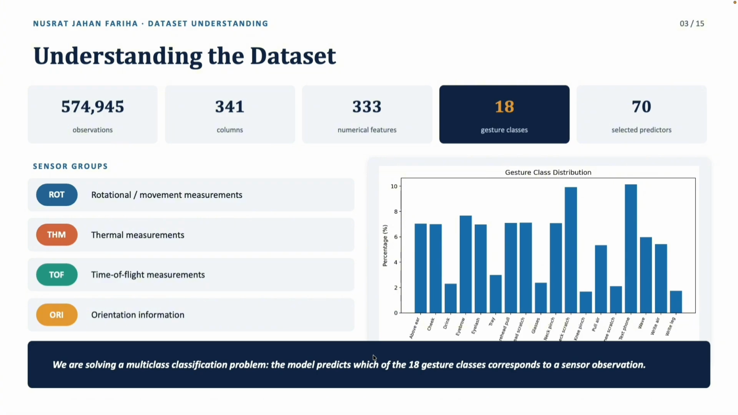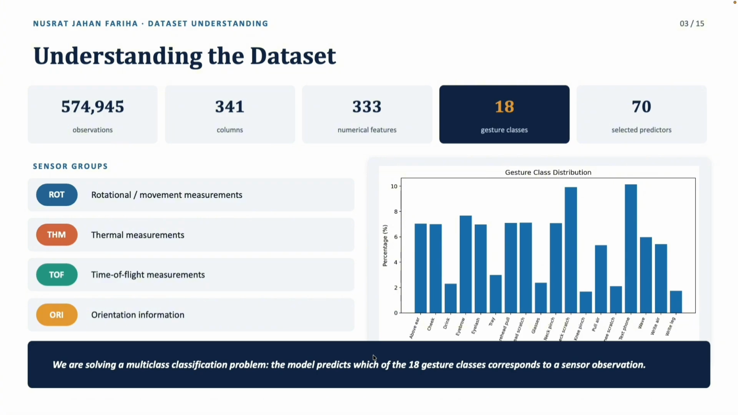Now let's have a look at our dataset. Our dataset is quite large. It contains around 574,945 observations and 341 columns. Out of these columns, 333 are numerical features and we have 18 different gesture classes. Later, after feature selection, we kept the top 70 predictors that were considered useful for our modeling.